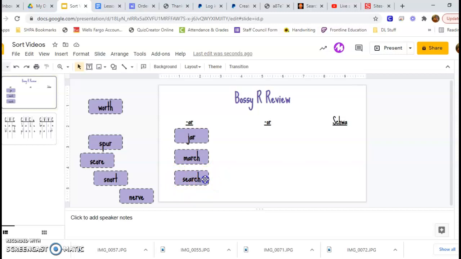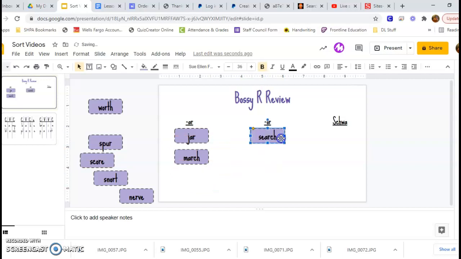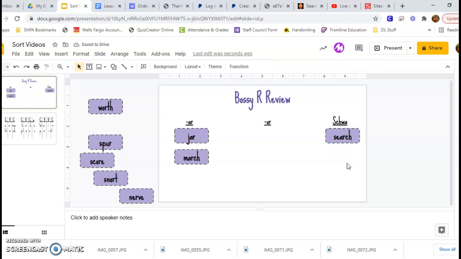Where do you think it might go? Does it go in the OR group? Remember, these words say or. No, it doesn't go there. It doesn't look like it or sound like it. What about the schwa group? Remember, these words are spelled in a variety of manners, but they make the schwa sound. Let's try stretching out the word again to see if it belongs. Search. Yeah, that word seems to belong there. We found our first schwa. Nice. All right, I don't think there are any more AR words.